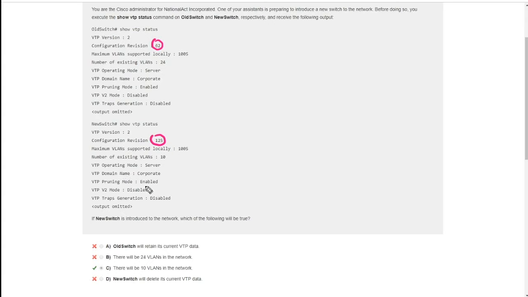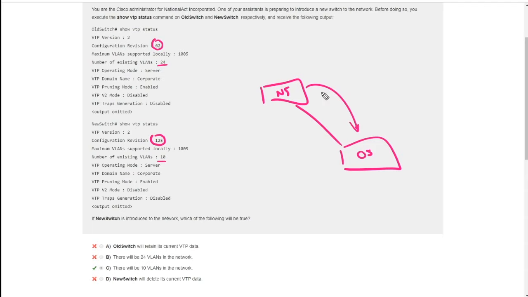Now both of these have VLANs. This one has 24 VLANs, this one has 10 VLANs. When these two switches meet, let's say this is new switch and this is old switch, as soon as they replicate, and this is assuming they're in the same VTP domain, which you can see right here, that's critical. If they have different VTP domain names, they don't communicate. But since they are in the same VTP domain, they'll communicate, and the one with the higher revision number wins, which happens to be new switch. So new switch completely blows away all the VLANs on old switch. Thus, there will be 10 VLANs in the network by the time it is said and done.